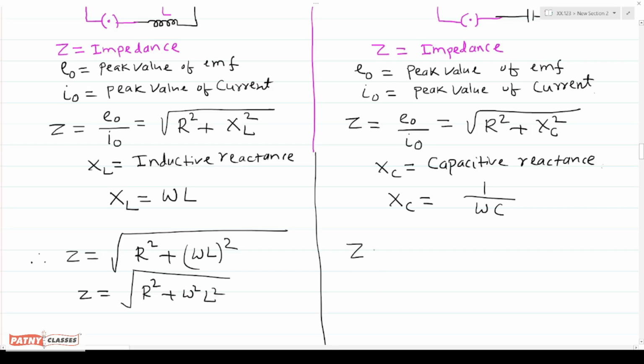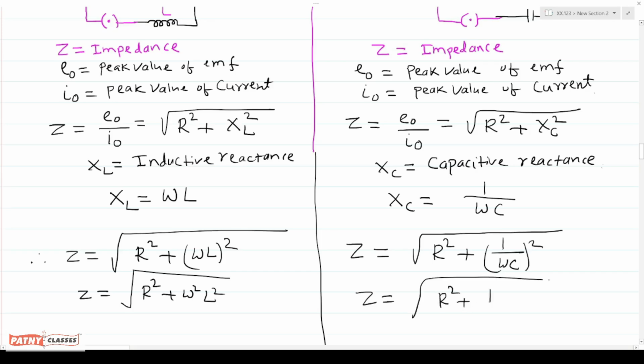Whereas Z in case of capacitive circuit, RC circuit, here putting the value of XC, that is 1 upon omega C. Therefore, Z equals under root of R square plus 1 upon omega square C square.